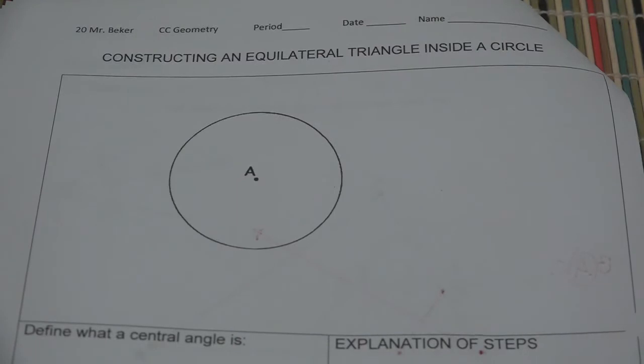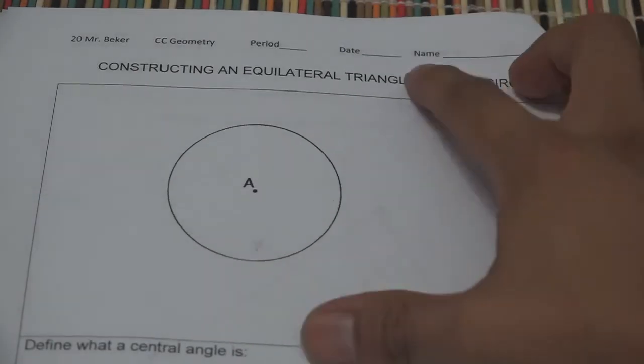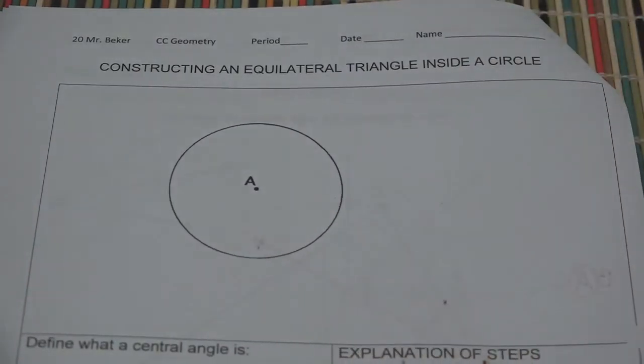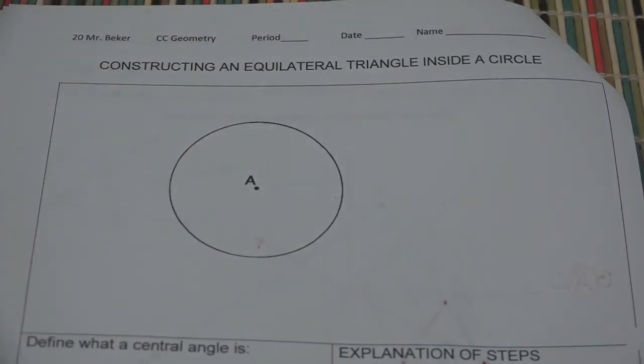Construct an equilateral triangle inside a circle. Gee, where have I seen this before? All right, I'm going to show you the easy way.